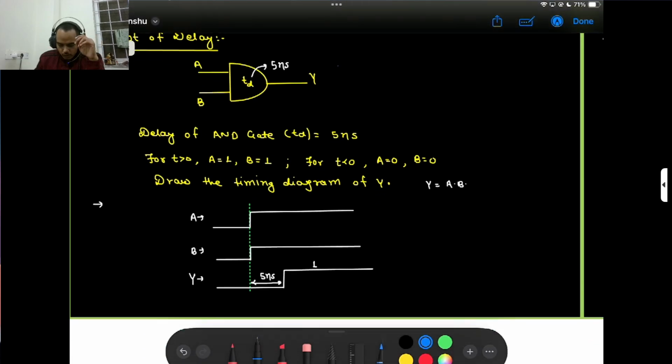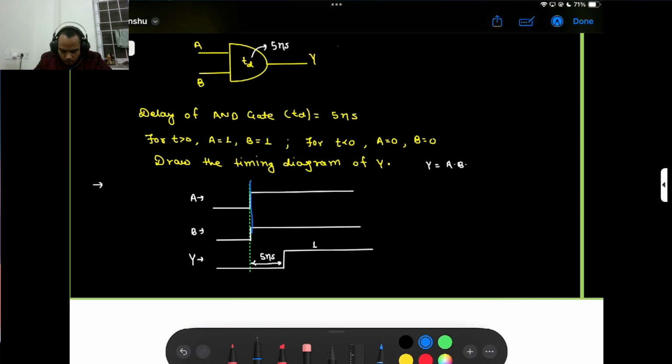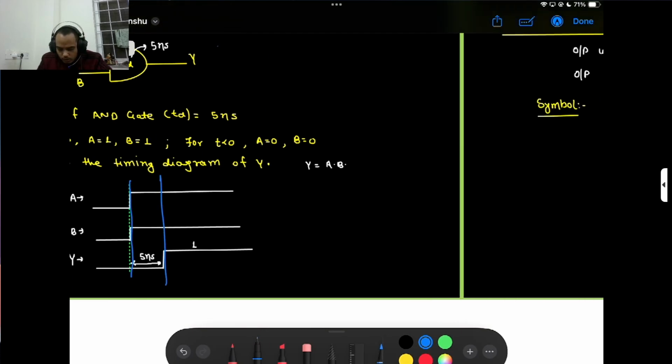For t greater than 0, a equal to 1 and b equal to 1. For t less than 0, a equal to 0, b equal to 0. So here the concept, here the delay. So this is the delay concept.